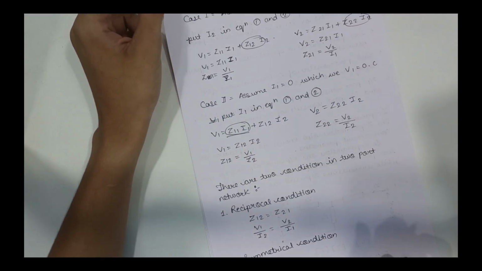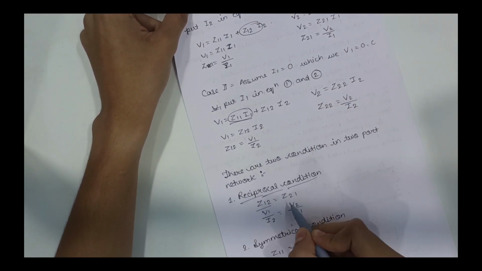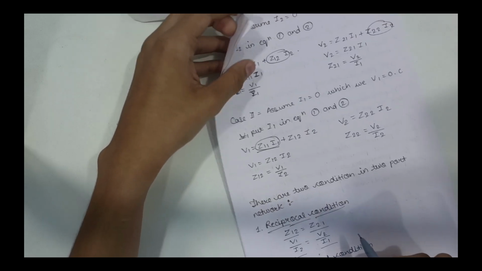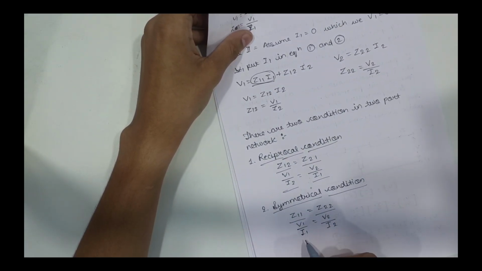In two-port networks, there are two conditions. The first is the reciprocal condition, in which Z12 is equal to Z21, in the sense that V1 upon I2 is equal to V2 upon I1. And in the symmetrical condition, Z11 is equal to Z22, in the sense that V1 upon I1 is equal to V2 upon I2.